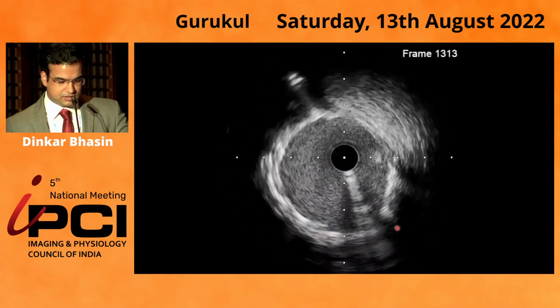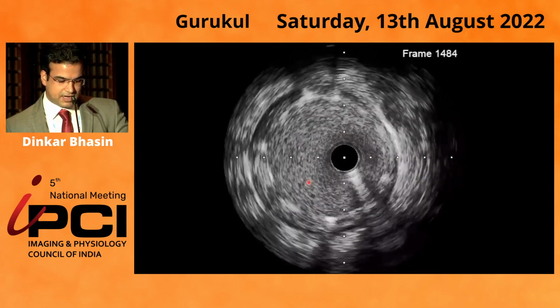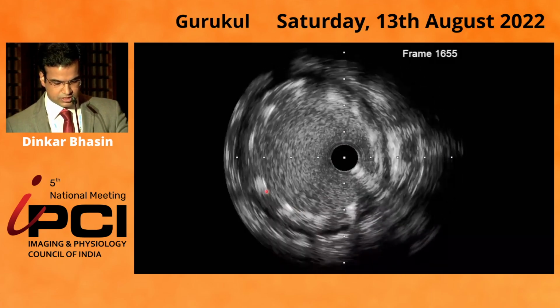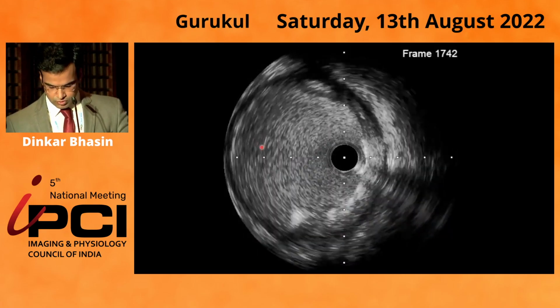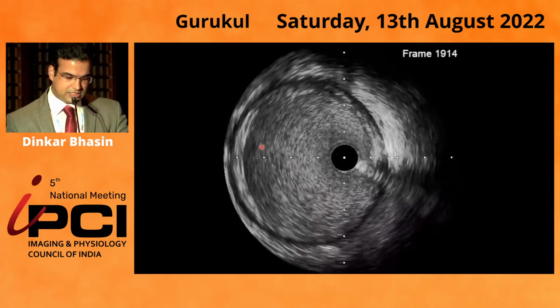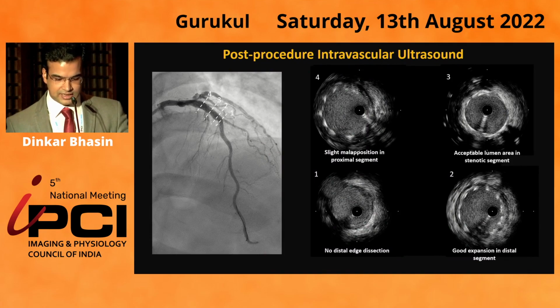And proximal to the lesion, we have the proximal aneurysmal segment, which is well expanded, and there is some malapposition with blood speckle behind the stent in the very proximal part, but we didn't want to mess around with this, and we've not entered the very large proximal segment with 6 mm diameter, and that was our objective, to limit our stent length and be focal. So this is the intravascular ultrasound analysis stepwise, and we can see there's no distal edge dissection, good expansion, acceptable luminal area, and slight malapposition in the proximal segment.